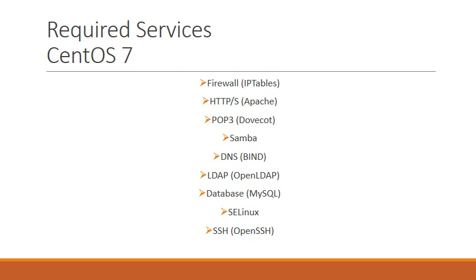These are the services that were required and verified on the CentOS server. Those are firewall through IPtables, HTTPS through Apache, POP3 through Dovecot, Samba, DNS through Bind, LDAP through OpenLDAP, database through MySQL, SELinux, and SSH through OpenSSH.